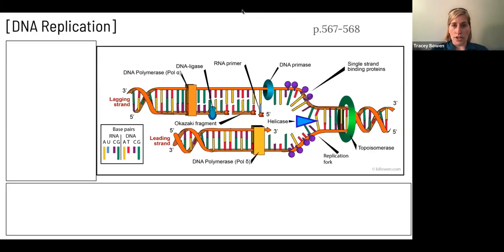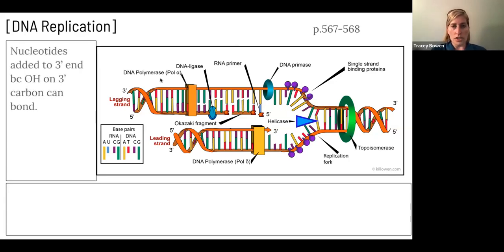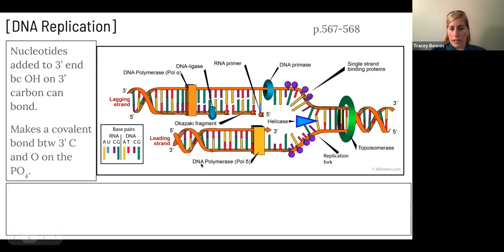HL, you should keep watching because we need to talk about a number of other factors going on in the replisome. In DNA replication, nucleotides are added to the 3' end because the OH group on the carbon there at the 3' end can bond. It's going to make a covalent bond with the phosphate group. And so in this case, on the leading strand, helicase is going to bust open the hydrogen bonds.